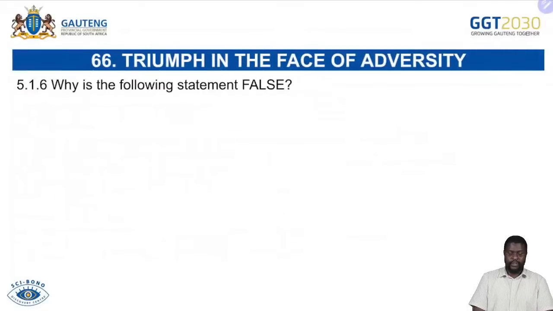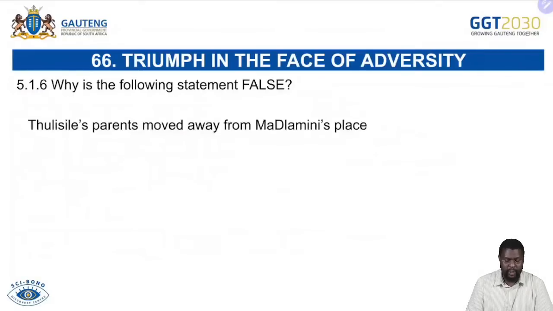Let us look at the next question. Tulisile's parents moved away from Madlamini's place to Natal squatter camp. No. They moved to Phambili squatter camp. They did not move to Natal squatter camp. Remember, we said in this question, you must give evidence to prove that the statement is incorrect.